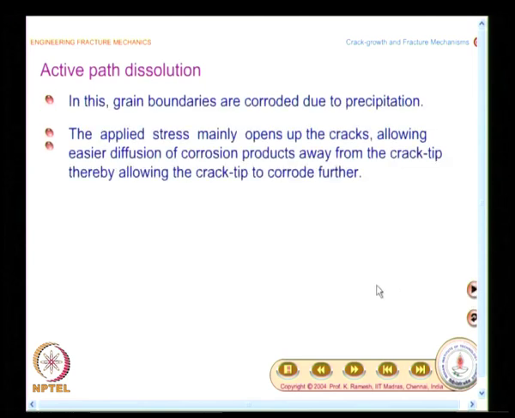What happens here? In the case of active path dissolution, the grain boundaries are corroded due to precipitation. So, this is the mechanism.